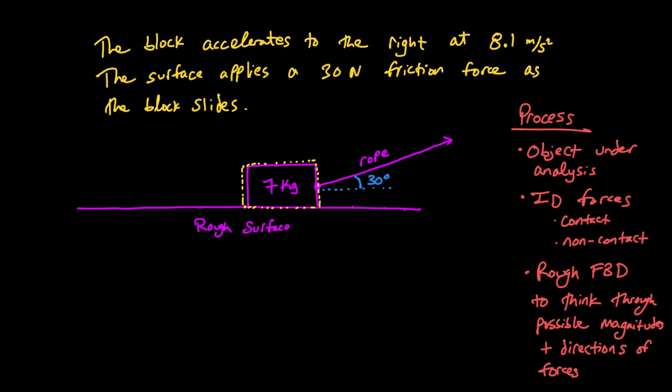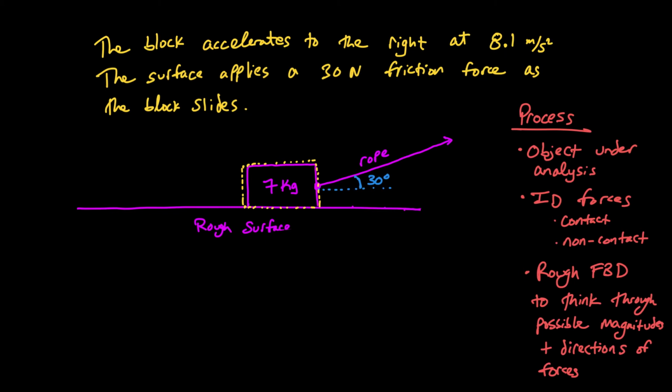Next step, identify the forces on this object under analysis. And that's a simple thing, contact versus non-contact. You literally look with your eye and you see if there's anything touching the object first, and then you think about any non-contact forces. And then finally, with that information, you would try to sketch out a rough free body diagram, which is an attempt at first to indicate the direction and the approximate magnitudes relative to each other of the individual forces that you've identified.